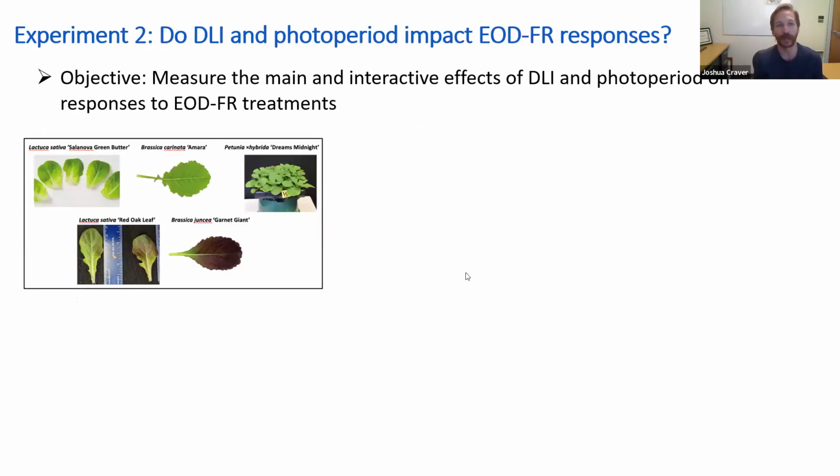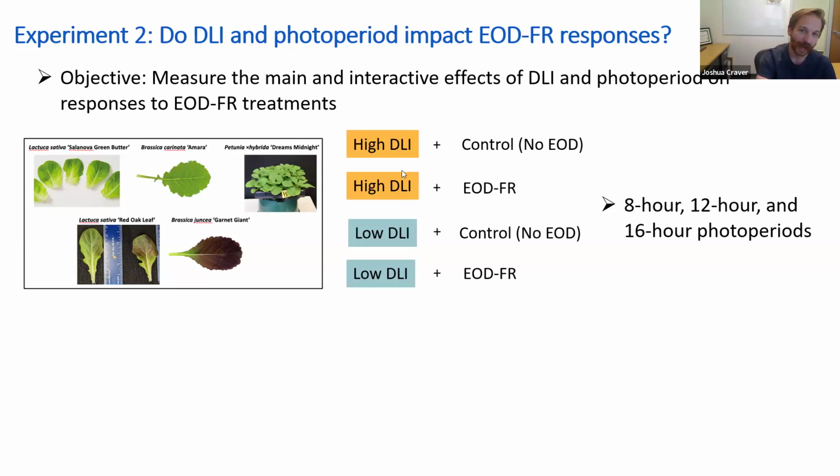So our second experiment is just going to be looking at, do DLI and photoperiod impact end of day far red responses? So we're going to use the same plant species as of now, but we're open to definitely suggestions for plants to trial with this. We're going to try to measure the main and interactive effects of DLI and photoperiod on responses to end of day far red treatment. So to do that, we're going to have both a high DLI treatment and a low DLI treatment, where in both, plants are either receiving a control, no end of day light, or end of day far red. And we're also going to be doing that at 8, 12, and 16-hour photoperiods.